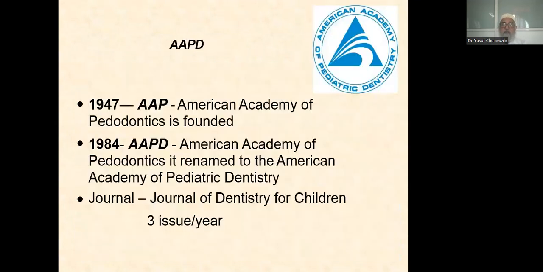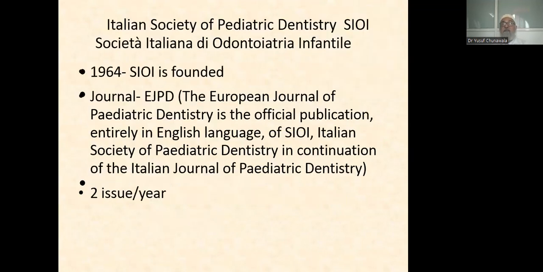In 1947, as I mentioned, the American Academy of Pediatrics was founded, and in 1984 the AAPD was renamed as American Academy of Pediatric Dentistry, and finally the Journal of Children's Dentistry also started. Then we had the Italian Society, SIOI, founded in 1964, and then the European Journal of Pediatric Dentistry, the official publication entirely in English, was initiated.